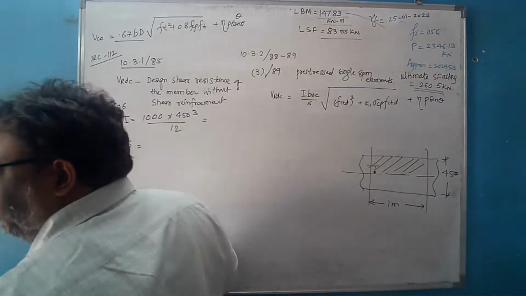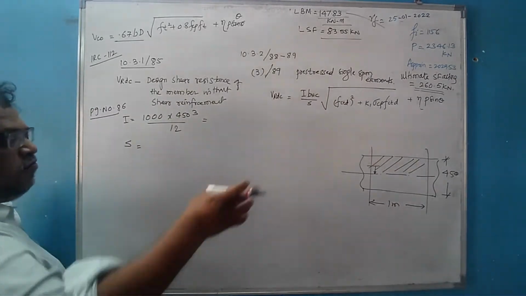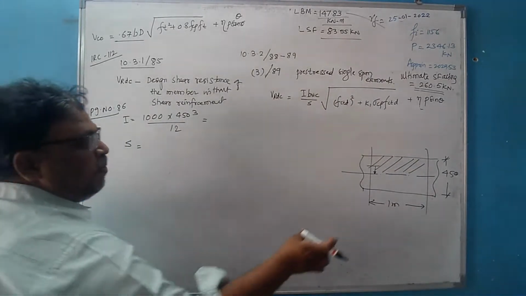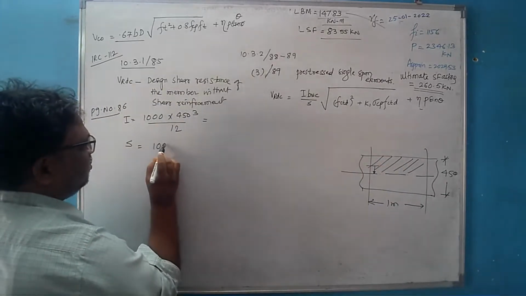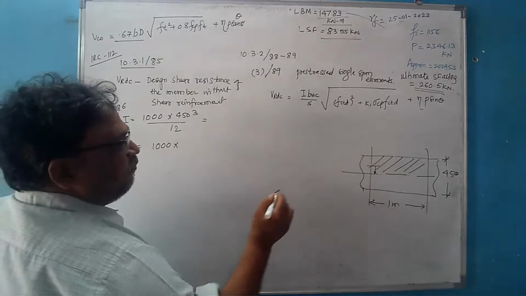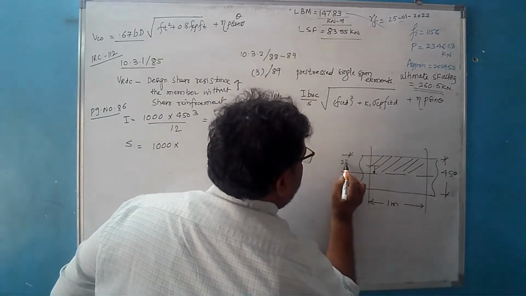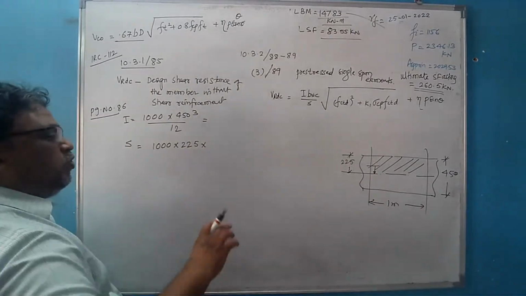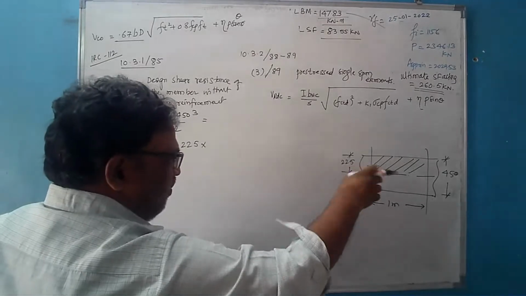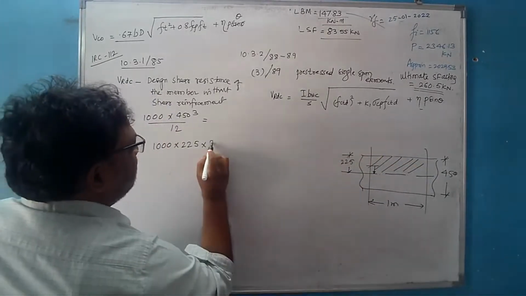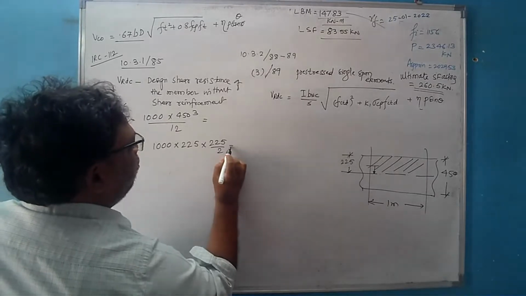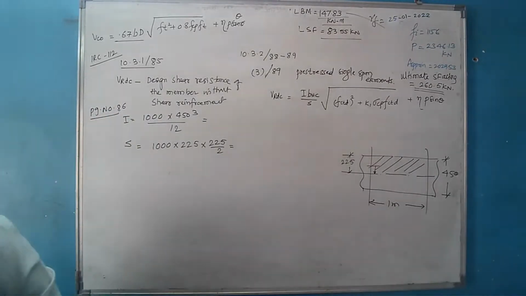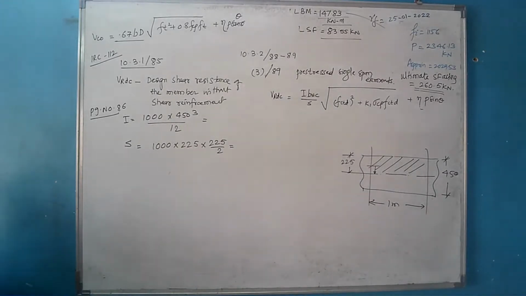How will you take the first moment of area about the neutral axis for that compression part? How much is the width? The width is 1000. How much is the depth? Depth is half of 450, so this is equal to 225. This is the area. I want to take the first moment of that area. As it is a rectangle, the centroid will be at half the depth, so it will be 225 divided by 2. So this is nothing but the first moment of area. Right? Please keep calculators available. Please keep on doing the calculation. मुझे calculation बताते रहिए, मैं आंसर यहाँ पर लिखते रहूंगा.